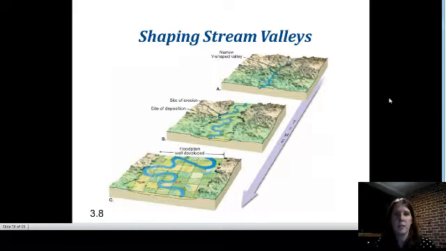Okay, so this is looking at how you shape a stream valley over time. Streams almost always start out as a narrow V-shaped valley. You get these very high defined ridges. As these streams start to erode, they lower the elevation of that.